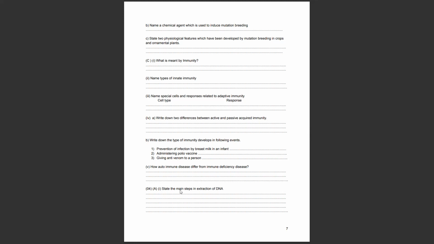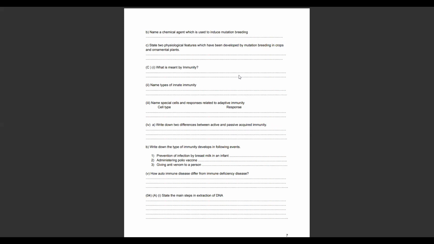Cell type, T lymphocyte, cell mediated immune response. B lymphocytes, humoral immune response. 4 marks. Then Roman number 4. Write down 2 differences between active and passive acquired immunity. Active immunity is long lasting, passive immunity is short term. 1 mark. In active immunity, memory cells are produced. In passive immunity, no memory cells are produced. 1 mark.